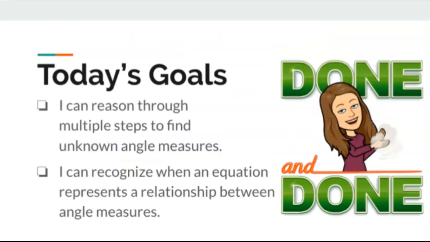All right, today's goals. I can reason through multiple steps to find unknown angle measures, and I can recognize when an equation represents a relationship between those angle measures. Done and done.